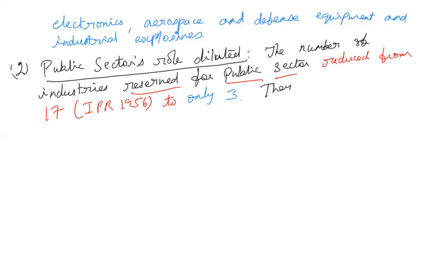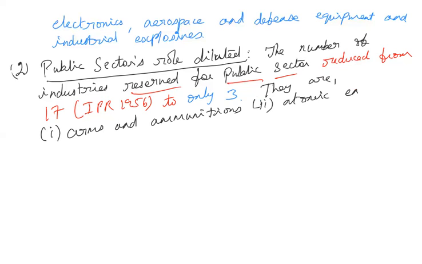So they are, first one, arms and ammunitions. Second is atomic energy. And the third one is rail transport. As of now, only atomic energy and rail transport is reserved for the public sector. Arms and ammunition is also not reserved for the public sector. But anyway, whatever is given in your textbook, only 3 industries are reserved for the public sector. All the others are removed from the monopoly of government.